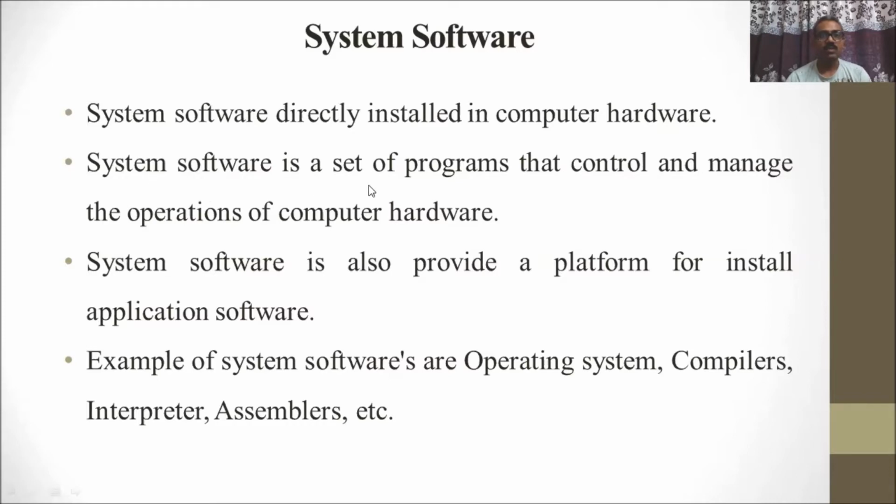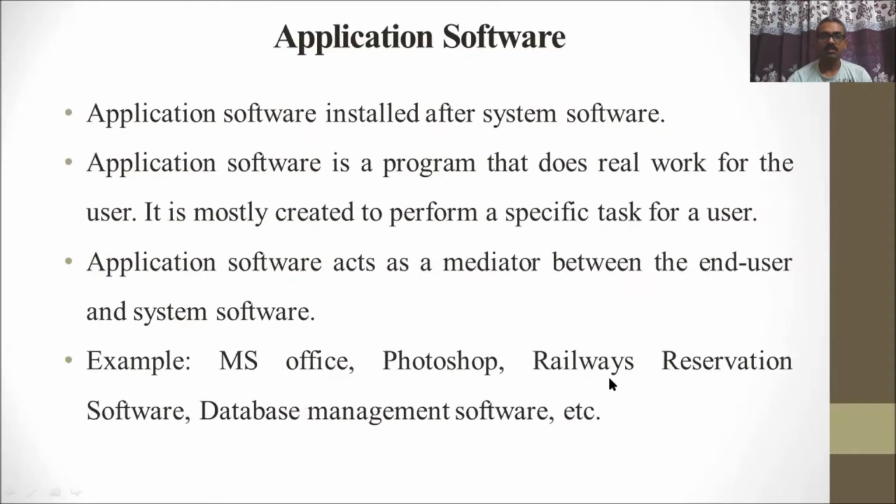System software is a set of programs that control and manage the operation of computer hardware. System software also provides a platform for installing application software. Examples of system software are operating system, compiler, interpreter, assembler, etc. So these are the system softwares.